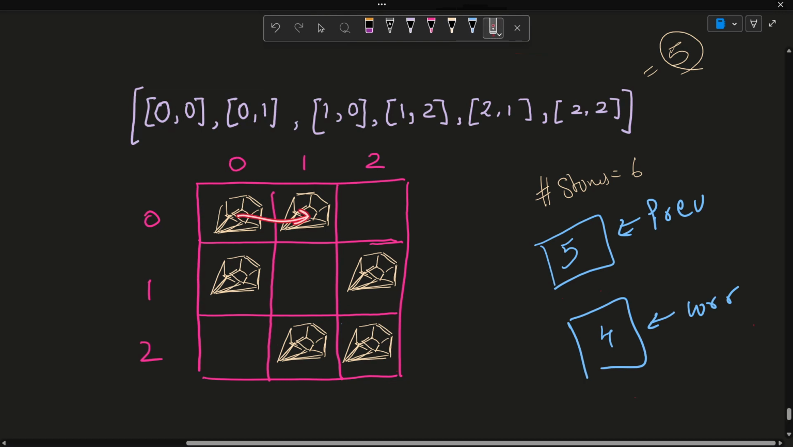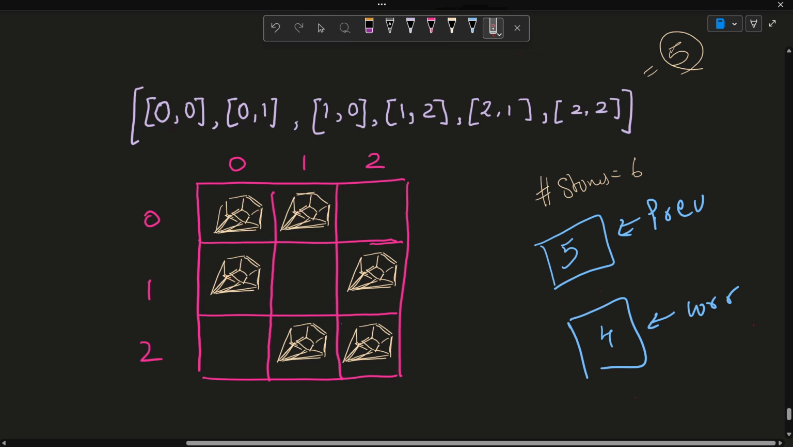So two nodes are connected if they share either the same row or the same column, right? So these two are sharing the same row, so they are connected, so these are part of the same group. Now if you see this, these two stones share the same column, so these two are connected, and since these two are connected, this is connected with this somehow, indirectly, directly, doesn't matter. These three stones are connected.